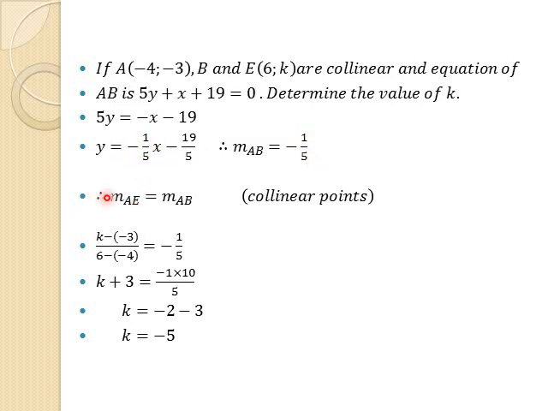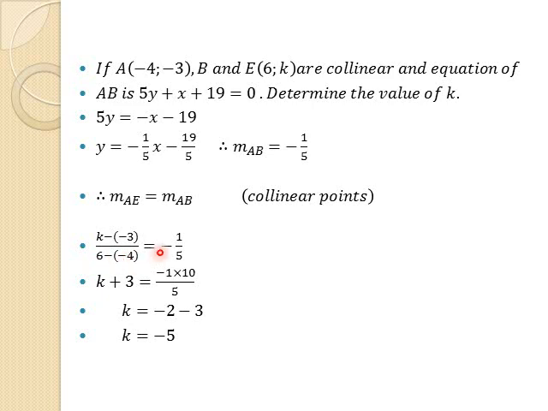So gradient AE must equal gradient AB because they are collinear points. So gradient AE, my y, k minus negative 3 over 6 minus negative 4, must equal gradient AB, which is negative 1 over 5. So k, negative times negative makes that k plus 3, over 6 plus 4, remember negative and negative is positive. So 6 plus 4 gives me 10.